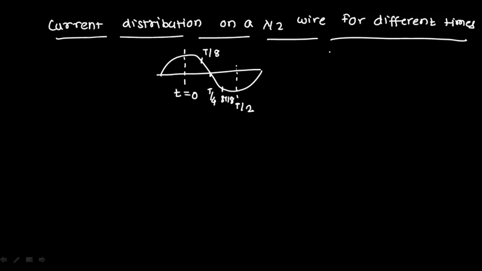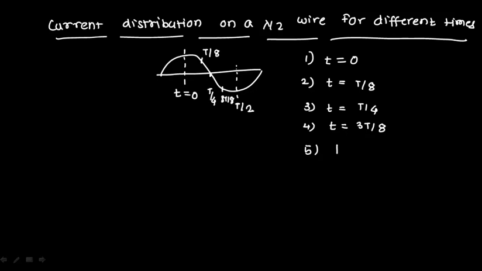So the first timing which I am going to observe is t equal to 0. The second timing is t equal to T by 8. The third timing is t equal to T by 4. The fourth timing which I am observing is t equal to 3T by 8, and the fifth timing is t equal to T by 2. So such 5 observations I'll take. The first I'll take at t equal to 0.